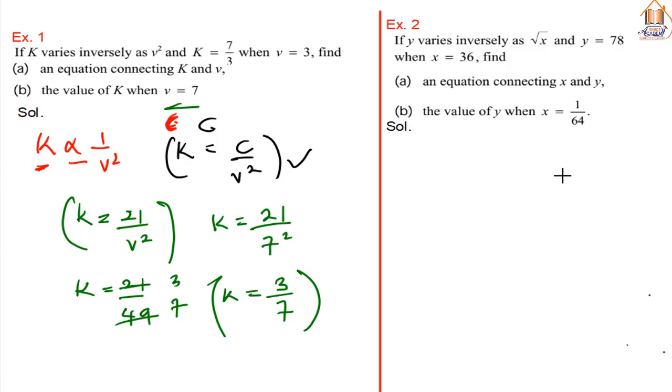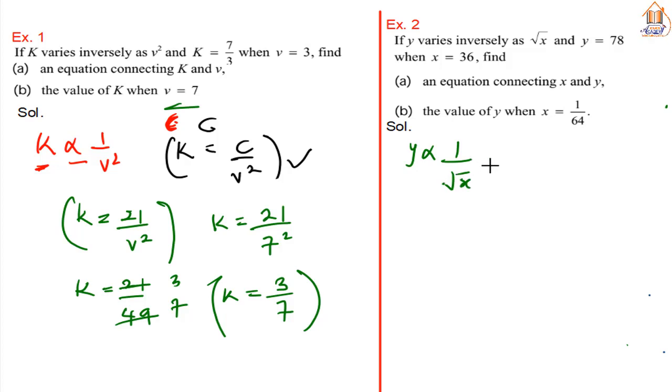Example 2 says that if y varies inversely as the square root of x, and y is equal to 78 when x is equal to 36, find (a) an equation connecting x and y, (b) the value of y when x is equal to 1 over 64. Now let's express the question mathematically. We have that y varies as the square root of x.